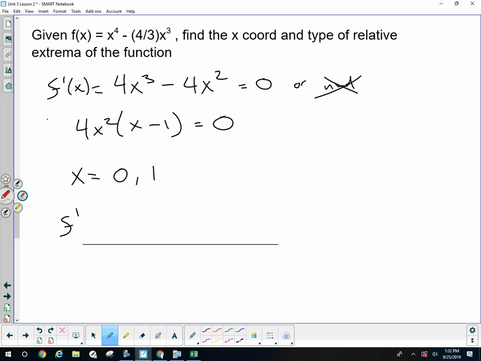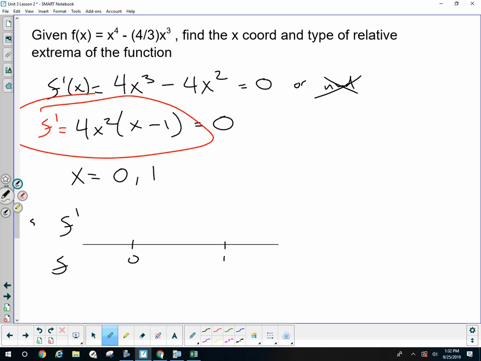Plugging values, test points, into my simplified factored f prime around my zeros of 0 and 1, I'll be able to determine the behavior of my function. Plugging in, I like to start on the right. That's just what I like to do, positive values. Well, positive 2 squared, positive, 2 minus 1, positive, positive times a positive, positive. A half, positive, negative.